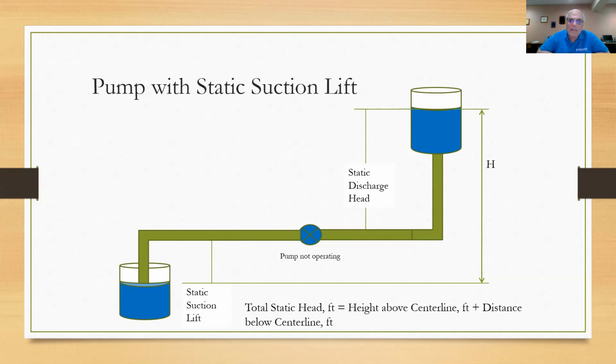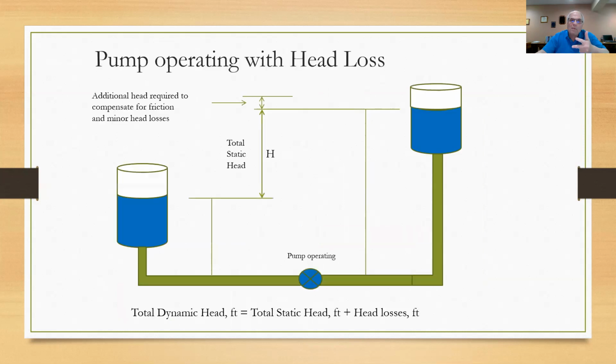So now the total static head becomes the height above the center line plus the distance below the center line. We add those two together. They're going to be different than the other situation. Now those are the two situations when the pump is not running: suction lift, suction head. Now there's total dynamic head, pump operating with a head loss.